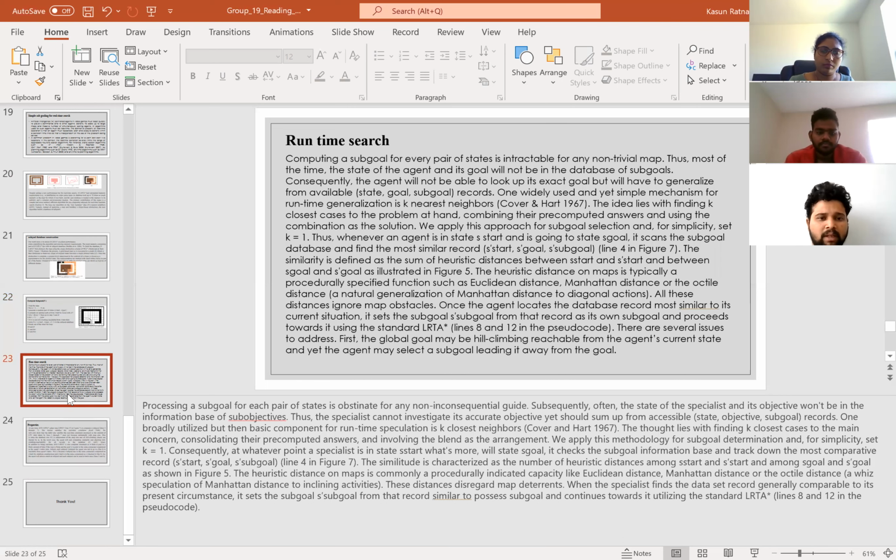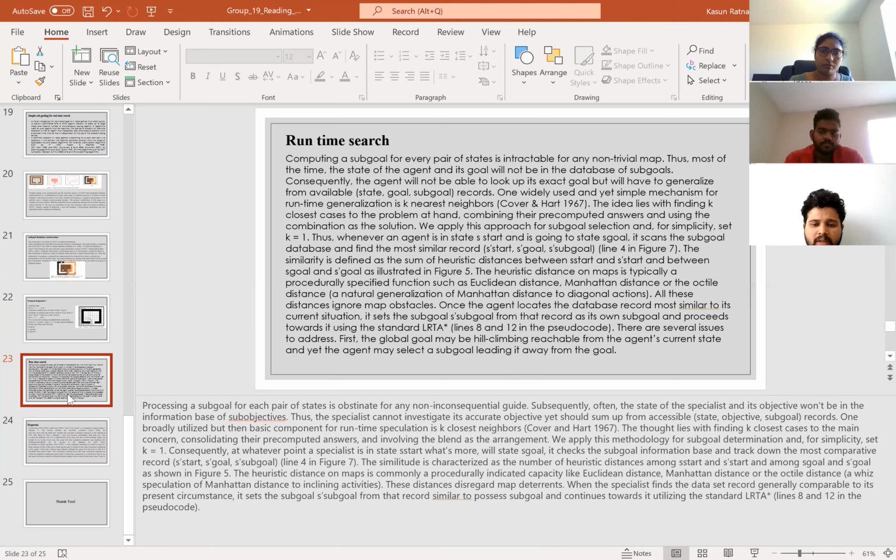And coming to the next slide, the runtime search. Processing a sub goal for each pair of states is infeasible for any non-trivial map. Subsequently, often the state of the agent and its goal won't be in the database of sub goals, so the agent cannot look up its exact goal, yet should generalize from the available records. One widely utilized but basic component for runtime generalization is K nearest neighbors, and the idea lies in finding K nearest cases to the current problem, combining their pre-computed answers and using the blend as a solution.